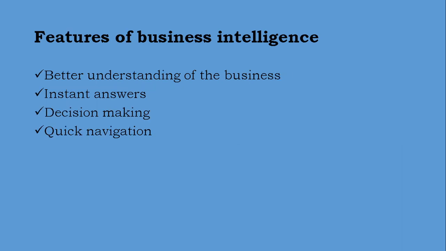The other thing is characteristics or features of BI. Number one is what we call better understanding of the business. If you analyze the historical, the past data and the current data, you'll be able to understand how your business is performing. Instant answers: when you analyze your data, you're able to get instant answers. Are we supposed to move this way, to the left, to the right? Something like that. And these will be answered by the data.